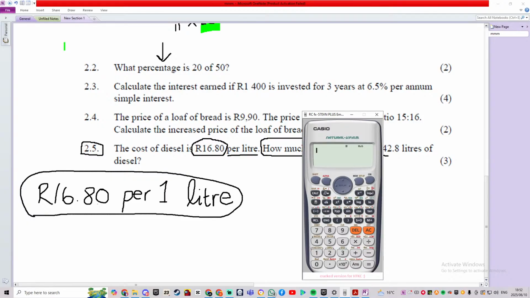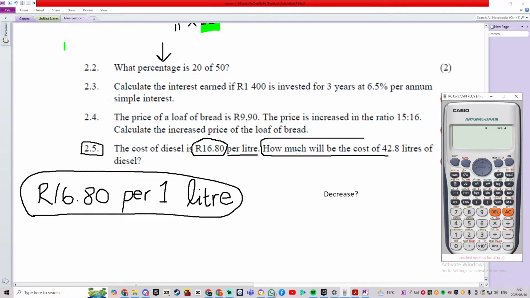How am I going to get the price of 2 liters? Simple, 16,8, and I times it by 2. Then I'm going to have to pay 33 rand, comma 6 for my 2 liters. And if I want to know how much I will have to pay if I use 10 liters, I'm going to multiply it simply by 10. And I have to pay 168 rand for 10 liters. But the question wants 42,8.